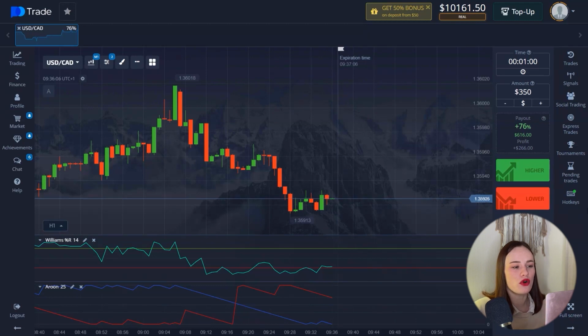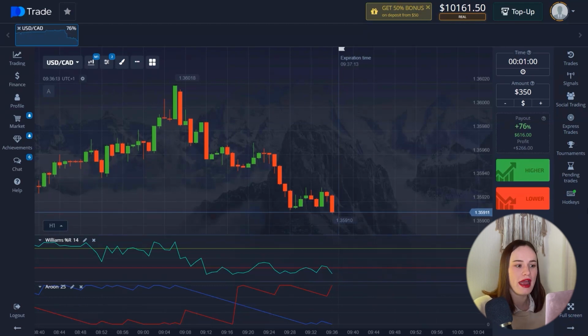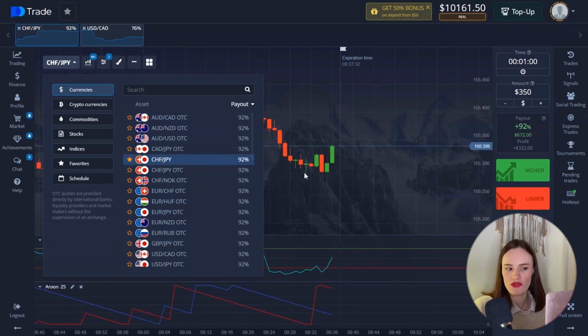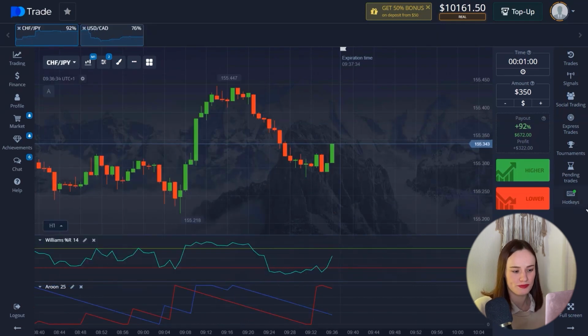The dream of all traders in the world is to create an indicator that will describe and predict the market situation as accurately and efficiently as possible. Speaking of the market, the profit on our asset has fallen to 76%, so let's find a new one. And here's a great option. This Swiss franc and Japanese yen pair has a 92% profit, so we will trade on it.